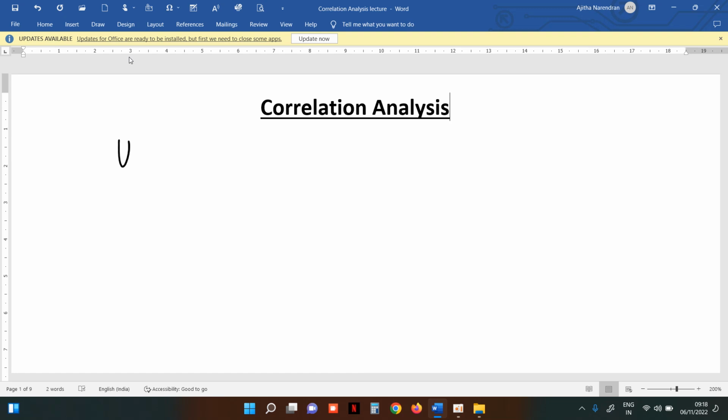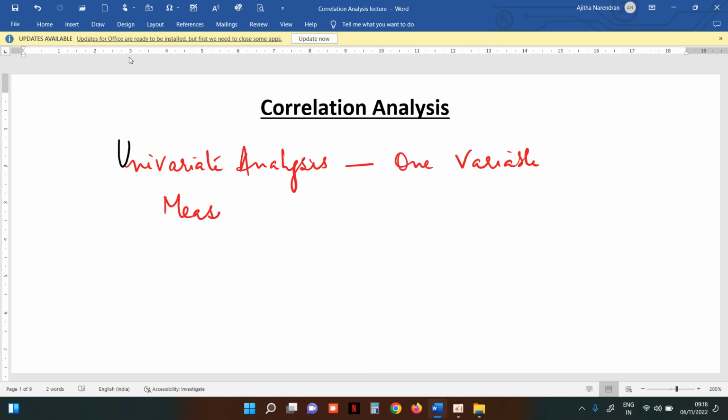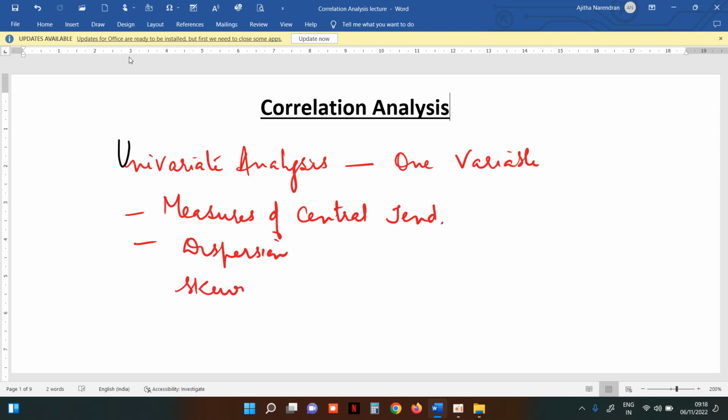There are univariate analyses, which include the study of only one variable, like we have seen in the case of measures of central tendency, dispersion, and skewness. In all these cases, we have studied one variable, where we are taking only one variable, denoted as variable x.